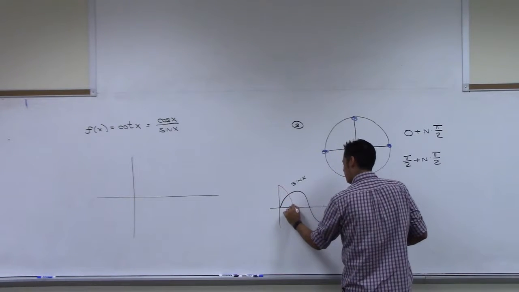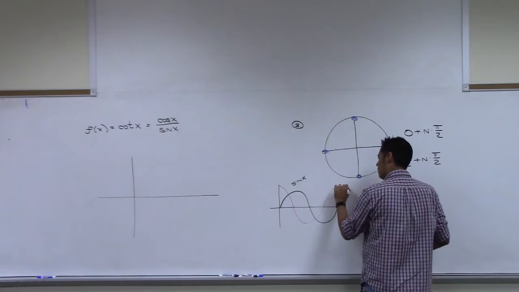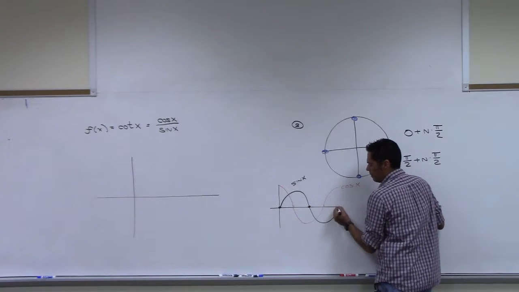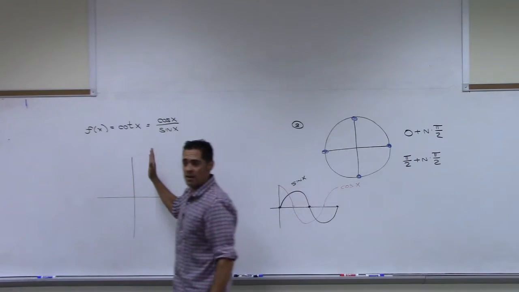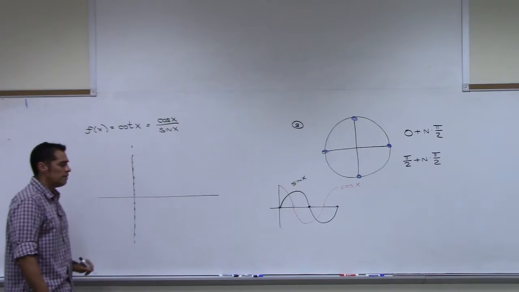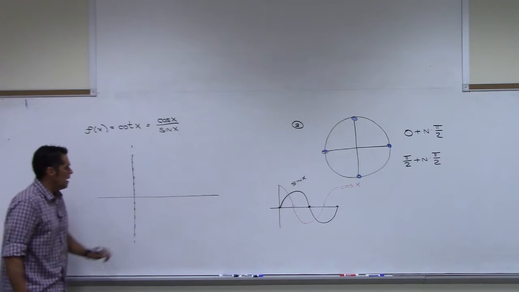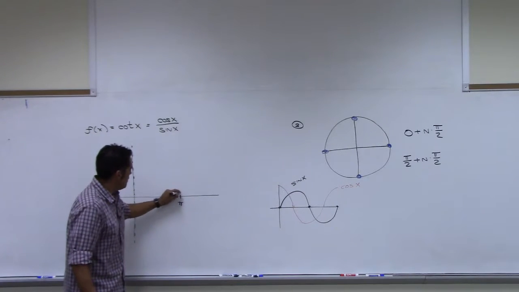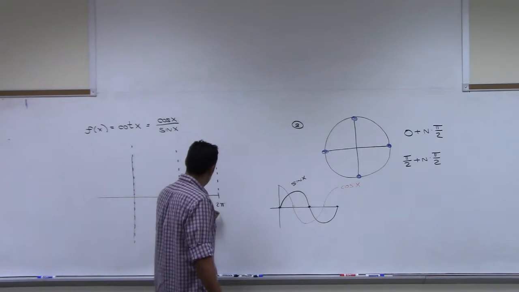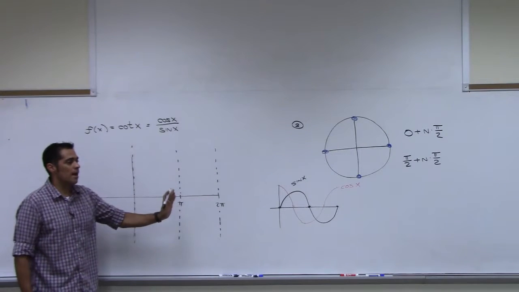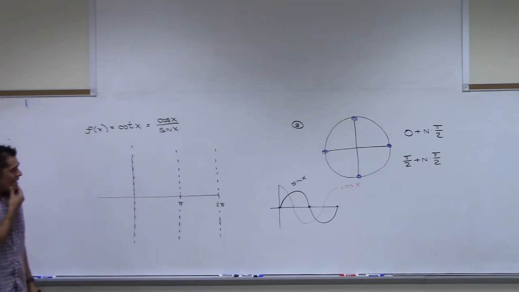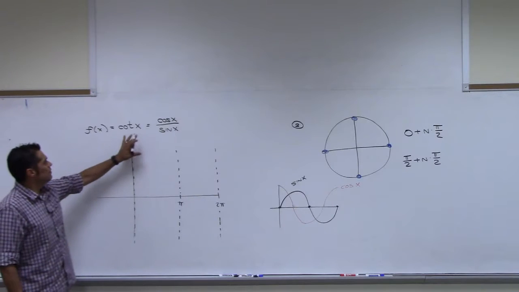So cosine looks like this. So anywhere that sine is 0, cotangent's undefined, right? Undefined. So that means at 0, I should have that vertical asymptote. And at pi, I should have a vertical asymptote. And at 2 pi, a vertical asymptote. In fact, at any multiple of pi, right? Even if I kept going out, 3 pi, or if I went negative pi, negative 2 pi, I would have these vertical asymptotes.